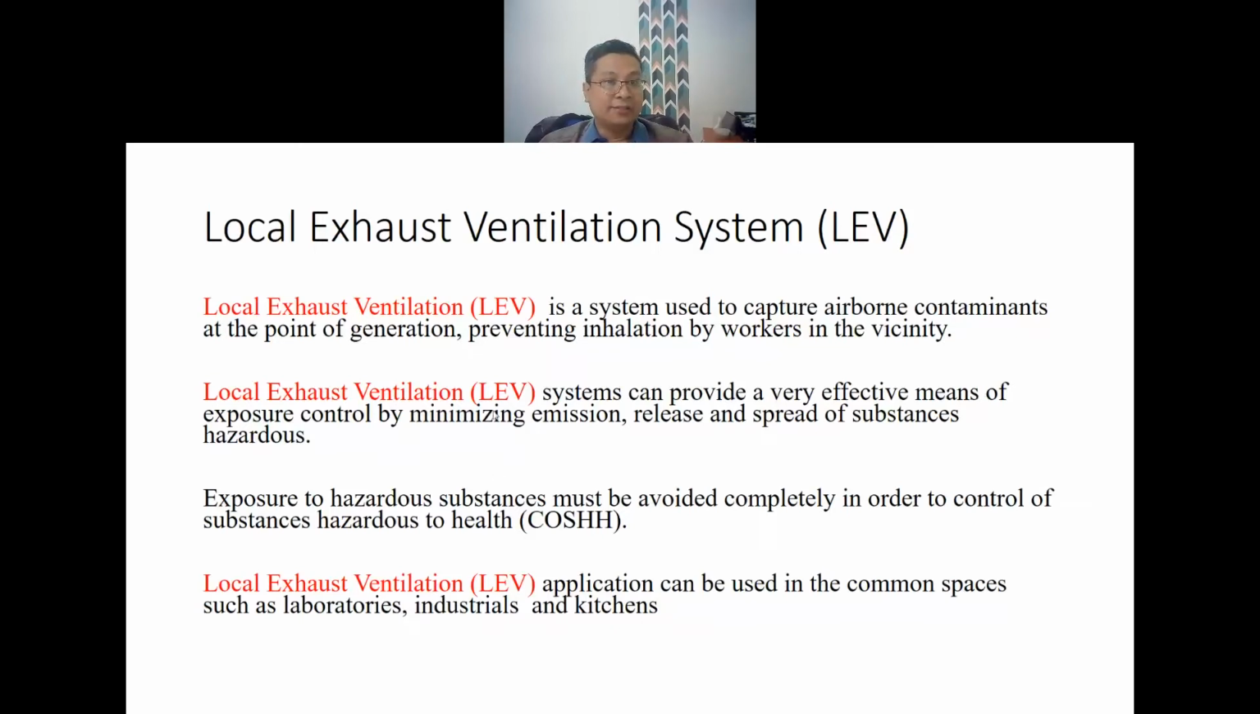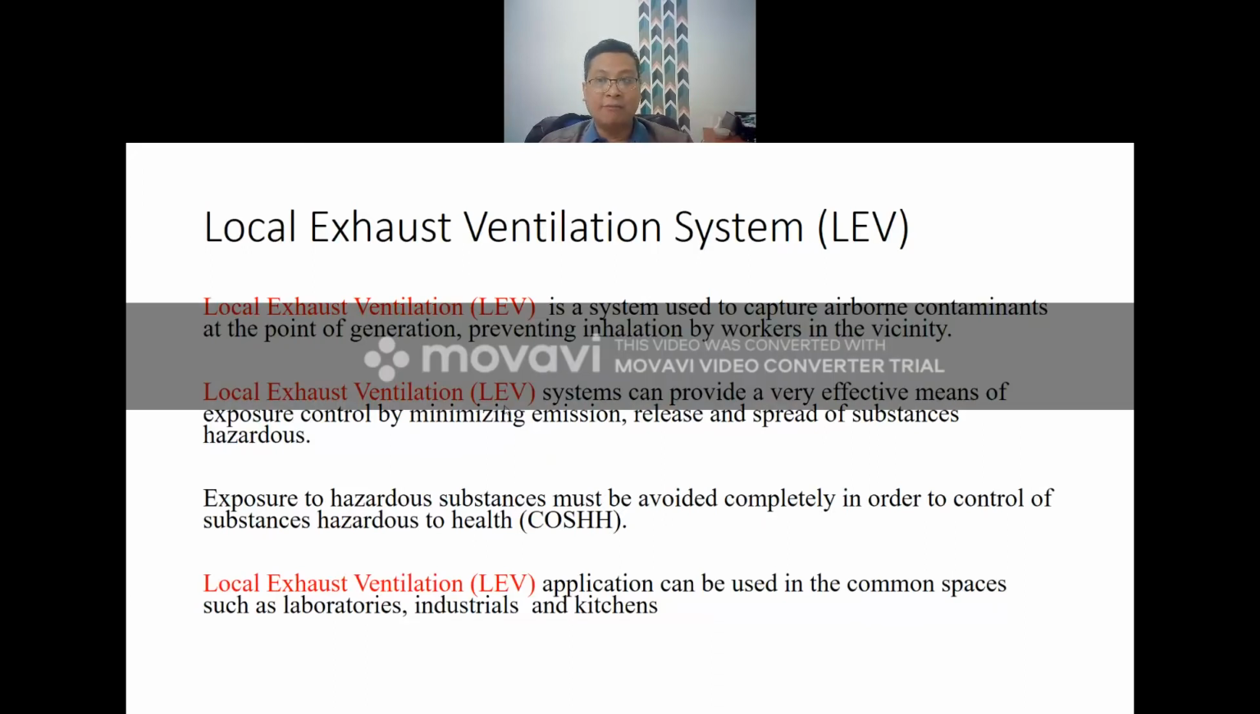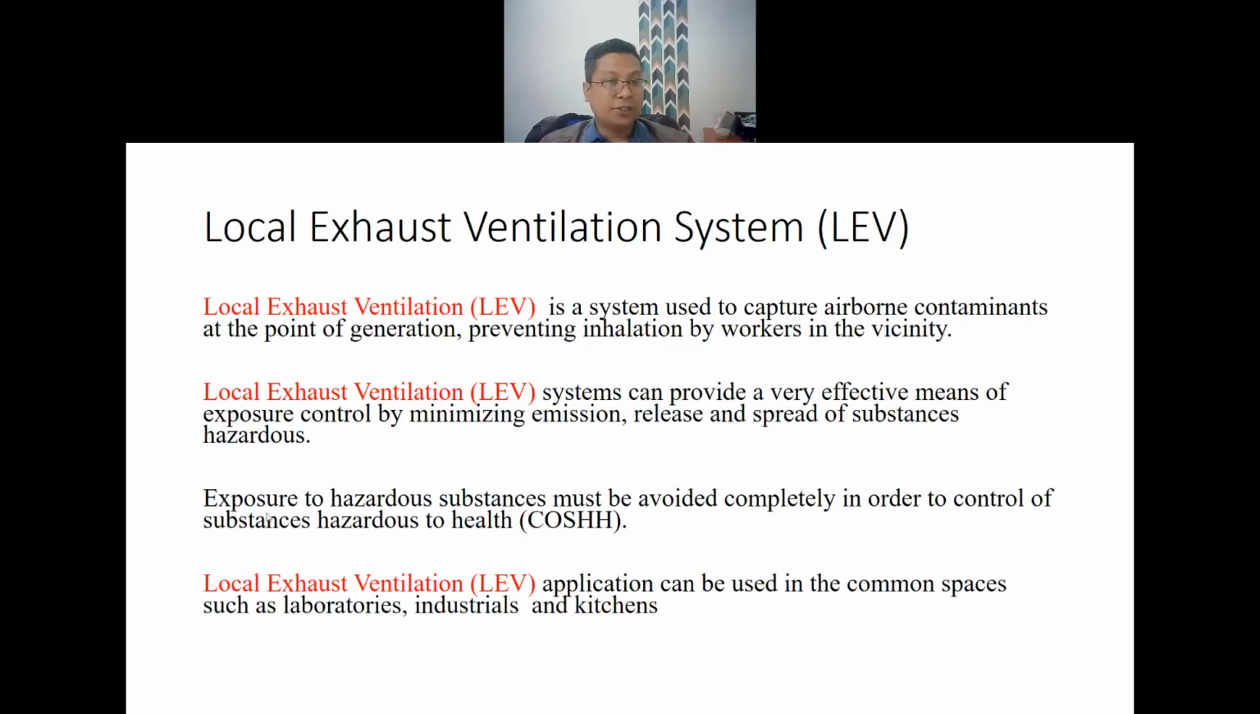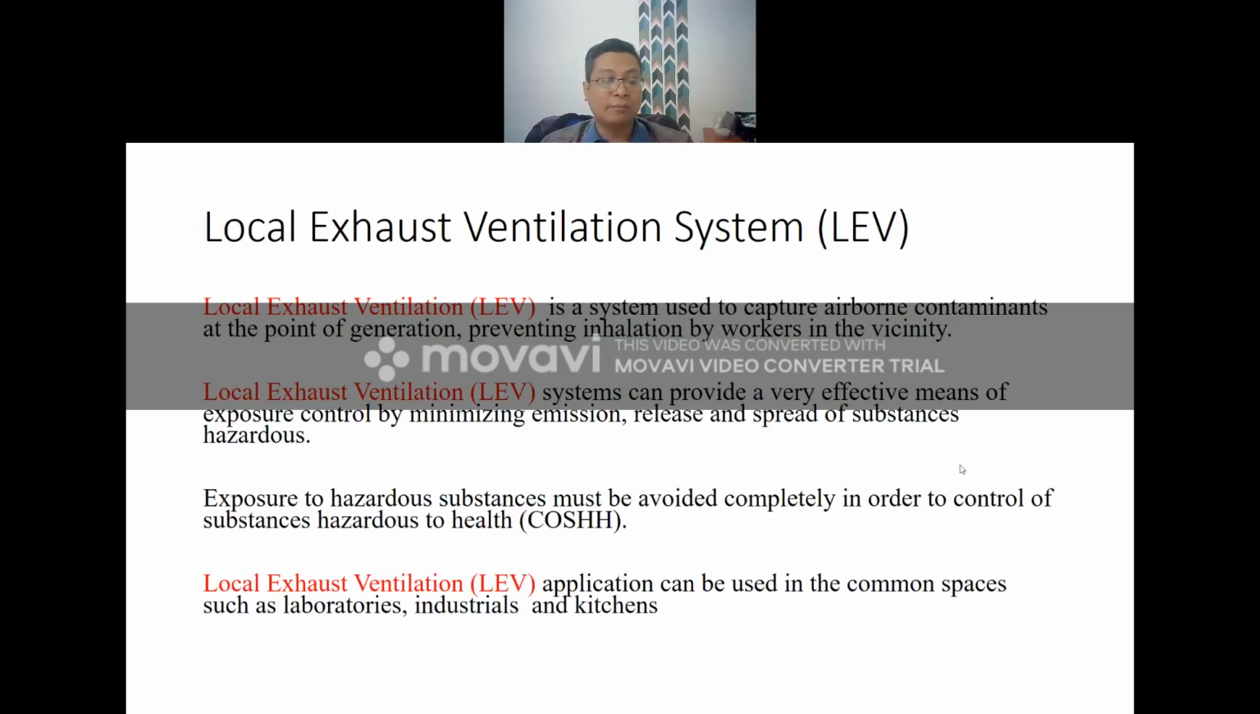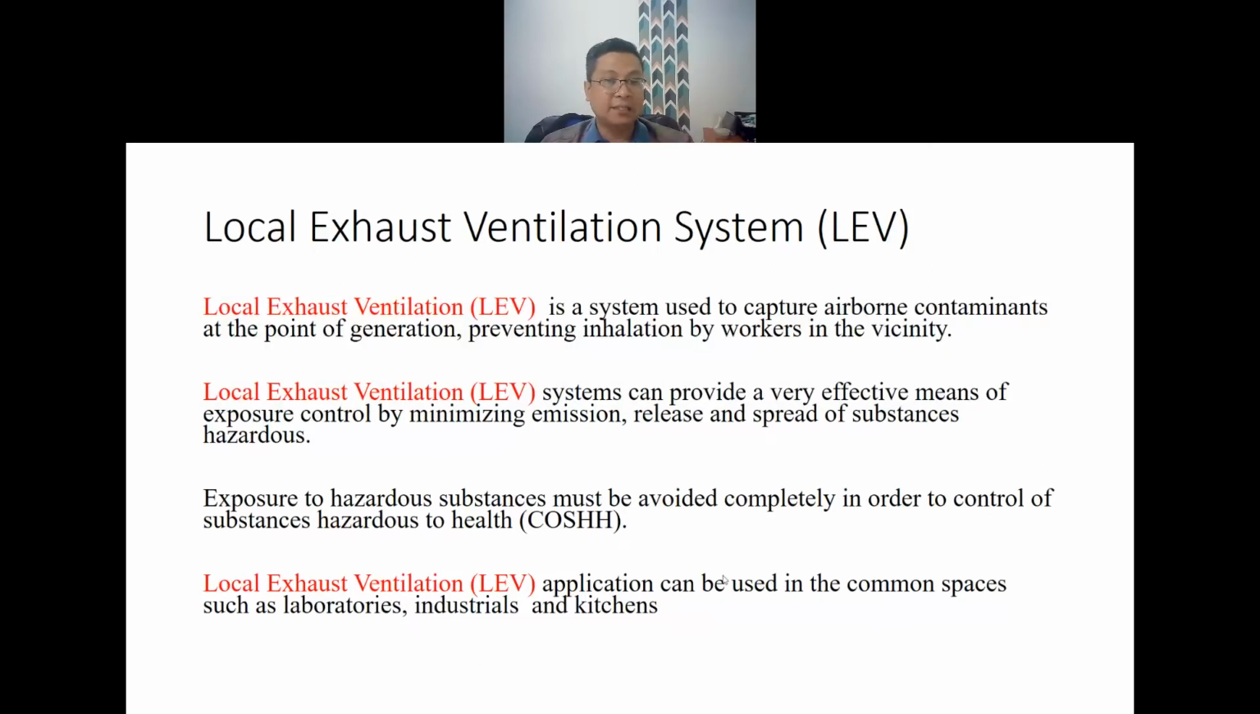So a local exhaust ventilation system can provide a very effective means of exposure control by minimizing emission, release, and spread of hazardous substances. Exposure to hazardous substances must be avoided completely in order to control hazardous substances to health. This is controlled by a governing body, and then it must pass the standard. Local exhaust ventilation can be used in common spaces such as laboratories, industrial settings, and kitchens, like I mentioned before.